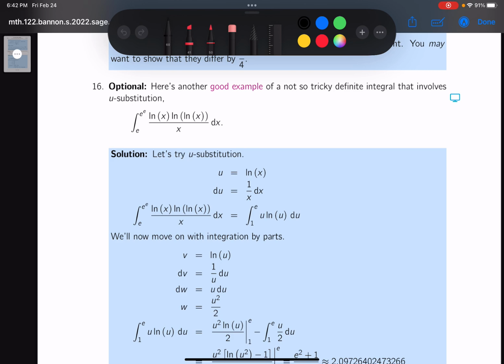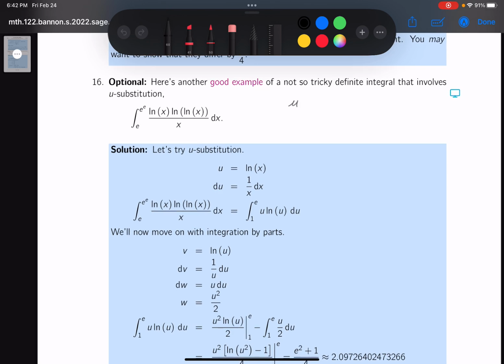Let's go through this. If I were looking at this, I would probably say u equals the natural log of x. There's no guarantee it's going to work, by the way, but look for something simple, and I do see its derivative inside that integration. Let's put it down and see what we come up with. So change the limits of integration. I like to do that. The natural log of e is 1, and the natural log of e to the e is just a.